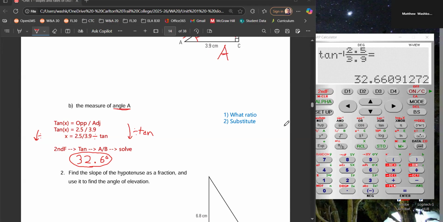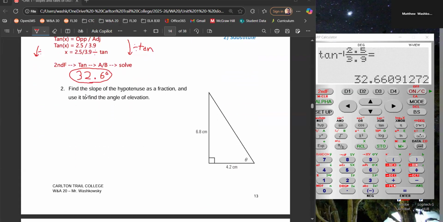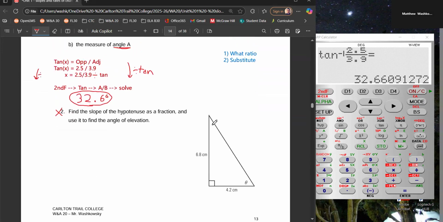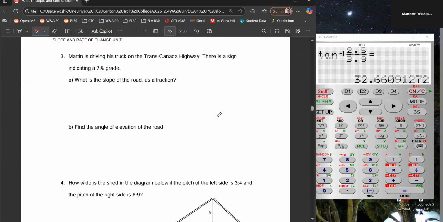So we're going to go back now into slope and grade in a second. But before that, we're going to do one more of these tangent things, which is question 2. Actually, no, I'm going to skip question 2. I'm going to go down to question 3. Sometimes when you see a word problem, it's a little bit harder. We're going to draw a picture.